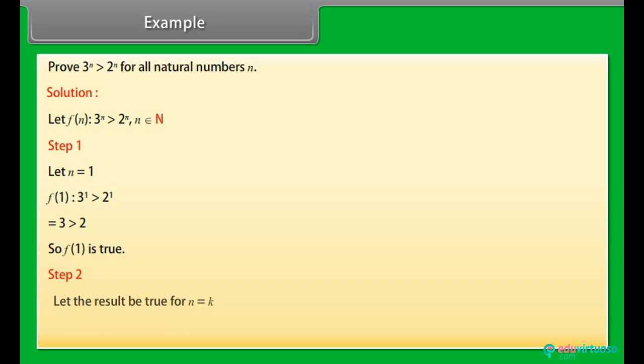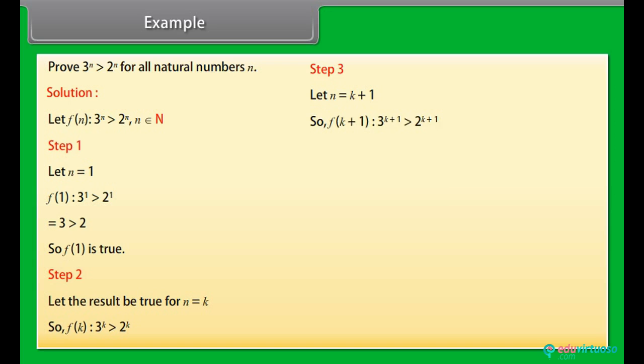Step 2. Let the result be true for n is equal to k. So, f of k: 3 raised to power k greater than 2 raised to power k. Step 3. Let n is equal to k plus 1. So, f of k plus 1: 3 raised to power k plus 1 greater than 2 raised to power k plus 1.